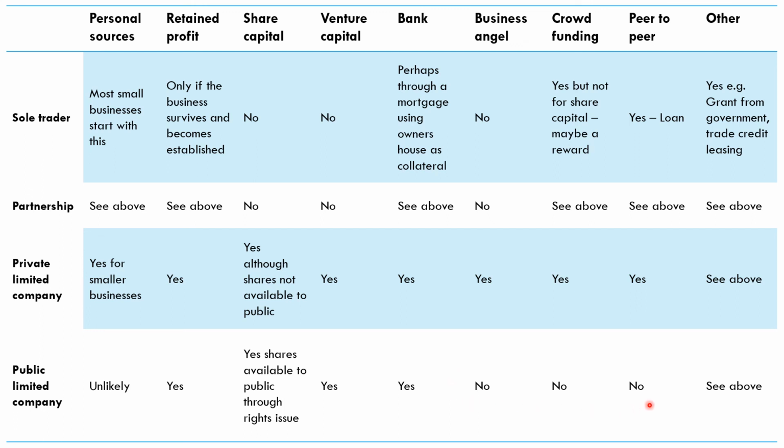Public limited companies have used the public or stock market for a big share issue, so they have lots of share capital, but as a result would not be using these other sources of finance here. And lastly, other businesses, trade credit, leasing and other businesses would apply to both private limited companies and potentially public limited companies, perhaps for short-term sources of finance.